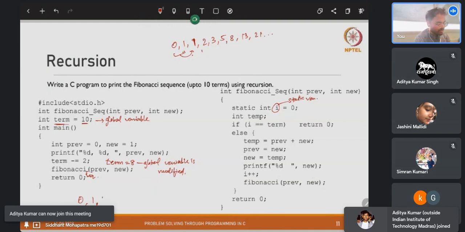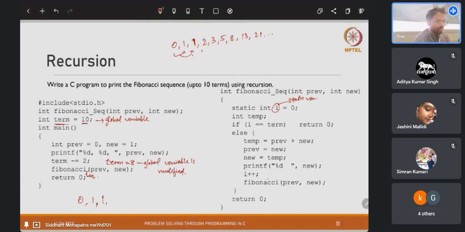So we have printed 1, and now I plus plus, so I becomes 1. Again we call, so this is again Fibonacci sec. So we call Fibonacci sec with the values 1 and 1, and it checks I equals term. No, it is not equal to term, because I is 1 and term is 8, so it is not equal. So it goes to the else part, calculates it, gets 2 printed, and I becomes 2 as well.